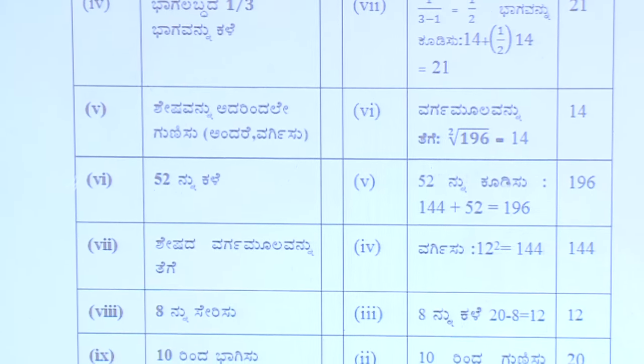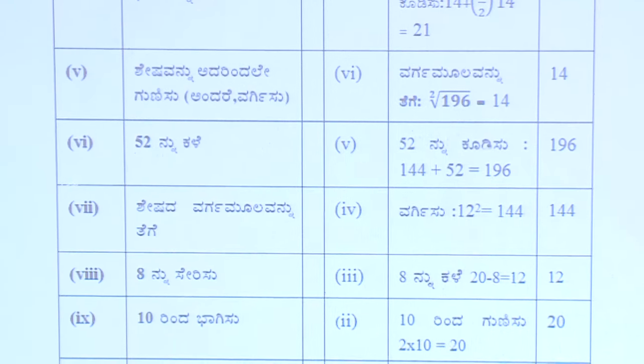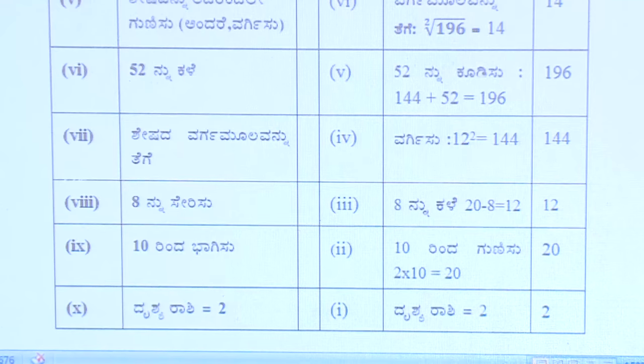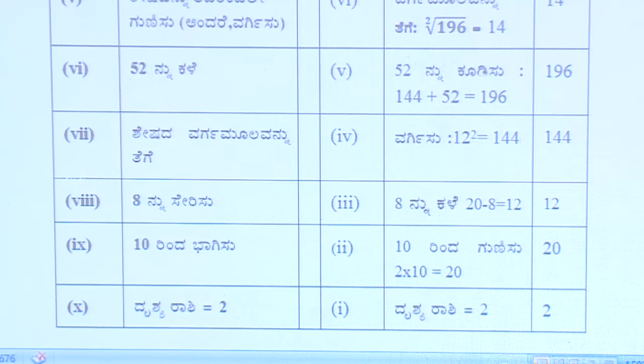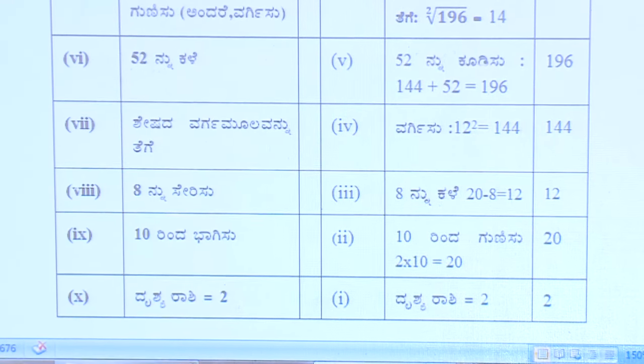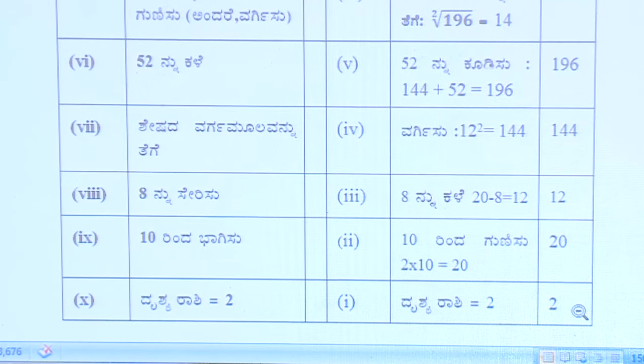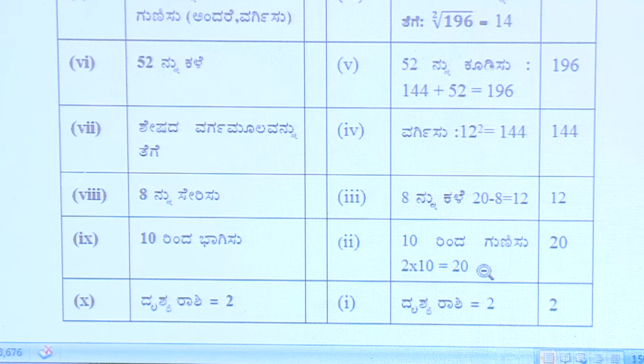It is 10, the last step narrated in the problem is 10. It becomes the first step. What is the first step? Drishya rashi is the first step. Now, the second step: in the ninth step, it has stated to divide by 10.